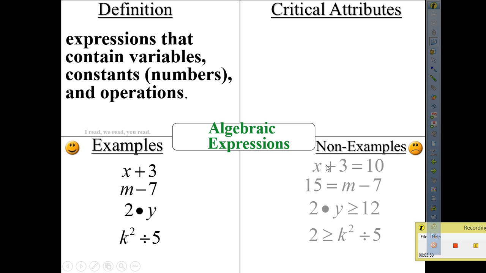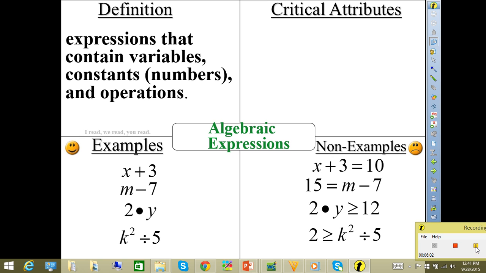Non-examples: x plus 3 equals 10, 15 equals m minus 7, 2 times y is greater than or equal to 12, and 2 is greater than or equal to k squared divided by 5. Copy that, please. According to the definition, it contains variables, constants, and operations. Do all these have variables? Yes. Do they have constants, which is a number without a variable? Yes. Do they have operations? Yes. So, if these are algebraic expressions, tell your neighbor why these are not algebraic expressions.